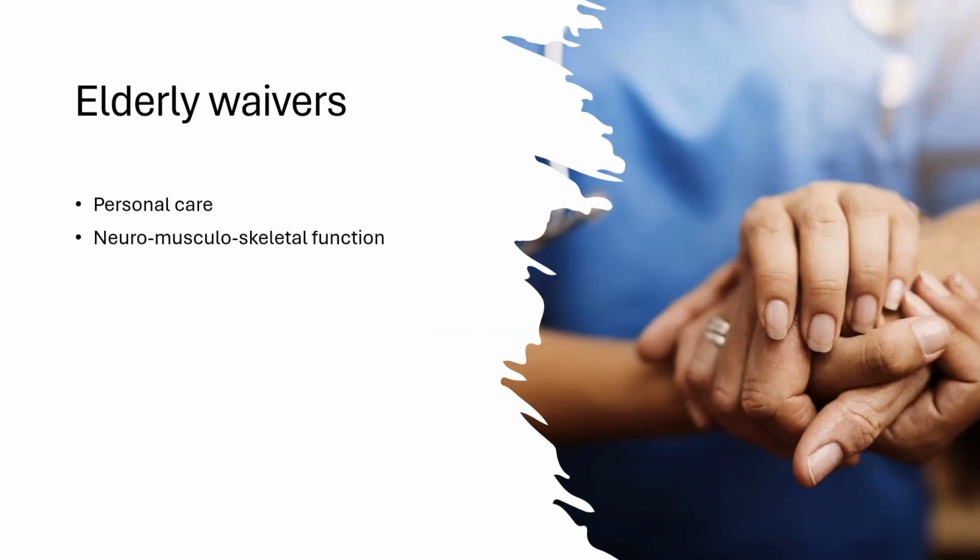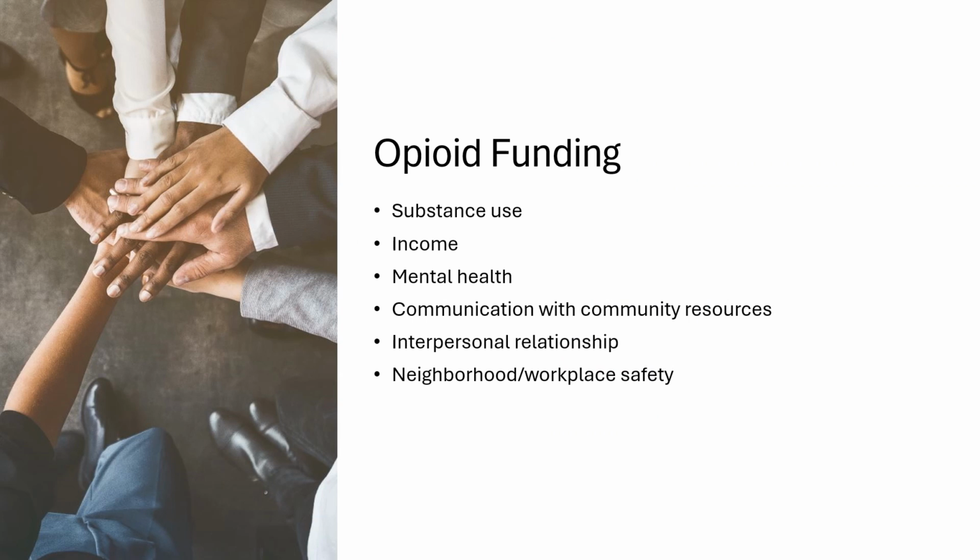For elderly waivers, assess the problems related to seniors' ability to care for themselves in their homes, such as personal care and neuromusculoskeletal function. For community initiatives, such as those supported by opioid funding, problems such as these may apply: substance use, income, mental health, communication with community resources, interpersonal relationship, neighborhood workplace safety.